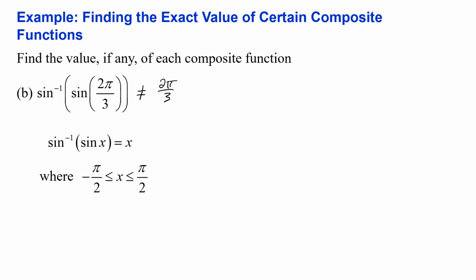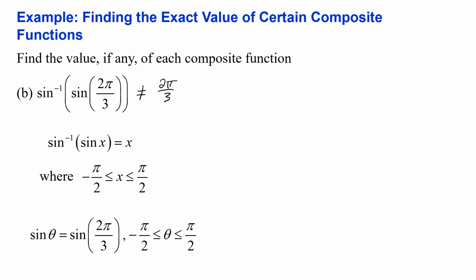So in order to evaluate this composition, we need to use a different approach, and what we're going to do is look for an angle theta between negative pi over 2 and pi over 2 inclusive, such that sine of theta equals sine of the quantity 2 pi over 3.